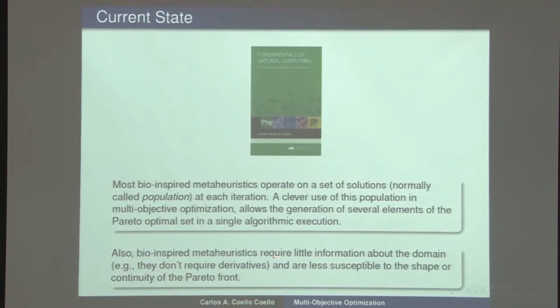Now, bio-inspired metaheuristics require very little information about the domain. We don't require derivatives, second derivatives. We don't require the Pareto front to be convex or non-convex. They are very general. They are less susceptible to the shape or the continuity of the Pareto front.